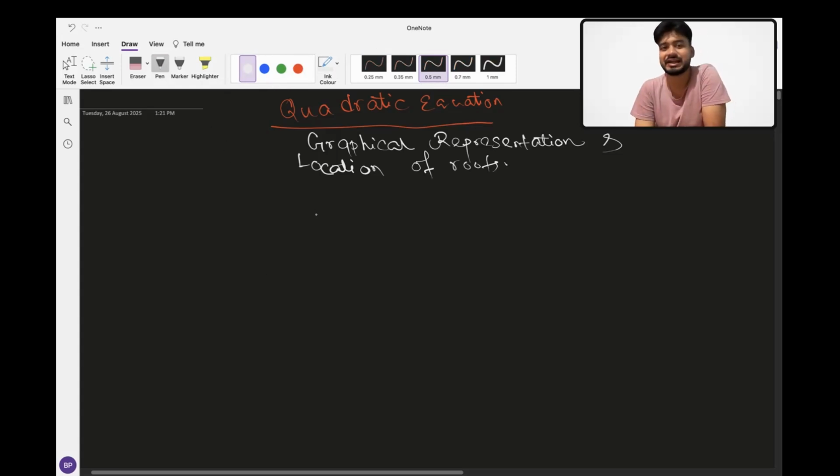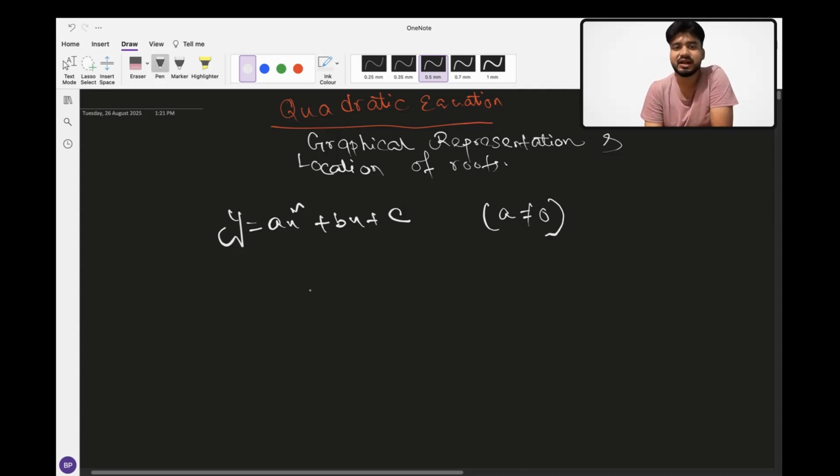So today we will study one of the most important topics of quadratic equations, that is graphical representation and location of roots. So first of all, what is the equation for a quadratic polynomial? Yes, very good. It's y equals ax square plus bx plus c. And here a is not equal to 0. Okay. Now, first of all, to understand its graph, we want to understand the nature of this quadratic polynomial.